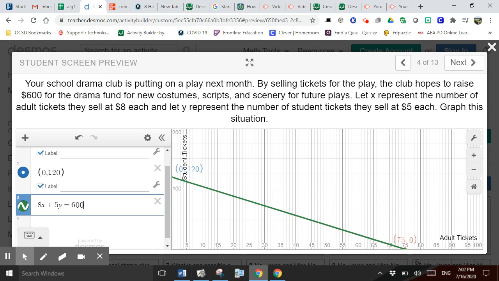And notice how it has created our graph for us. So we have our x-intercept down here at 75. We have our y-intercept up here at 120. And we have adult tickets and we have student tickets.